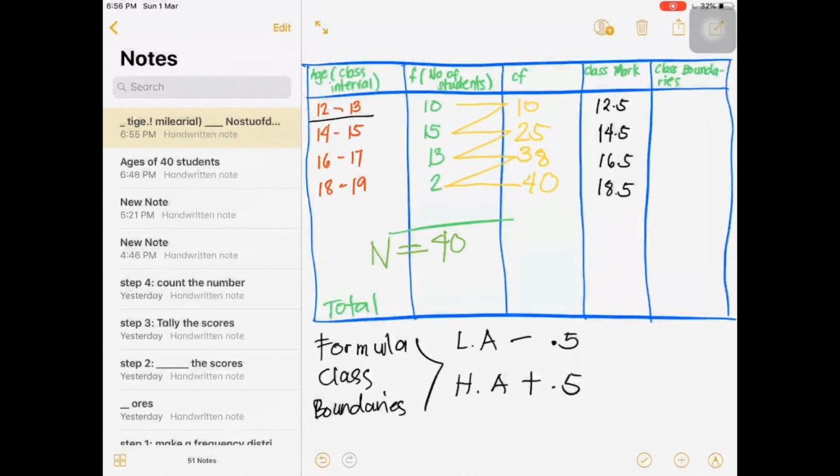So here 12 minus 0.5 would be 11.5 to 13. We will add 0.5, so it will become 13.5. Alright, next here in 14 to 15. 14 minus 0.5 would be 13.5. The higher age plus 0.5, 15.5. Okay. For the third one, it would be 15.5 to 17.5. Lastly, 17.5 to 19.5. So this is how we make the group frequency distribution table.